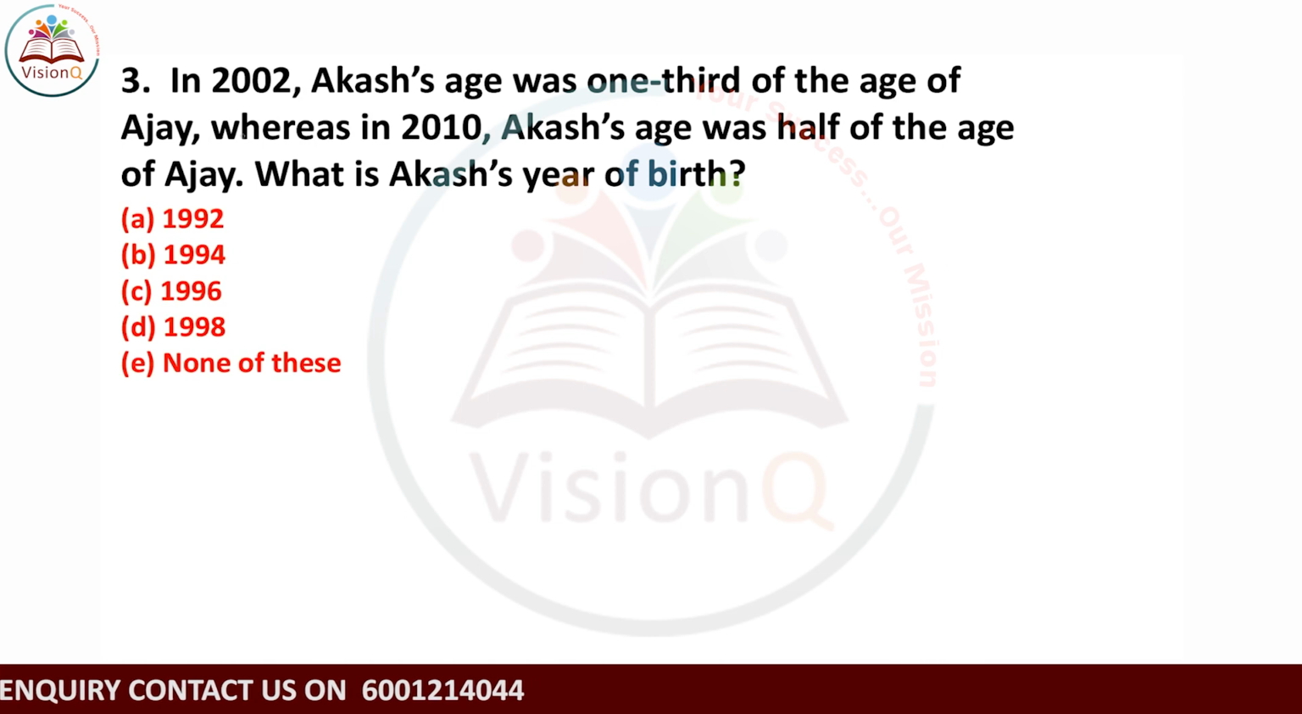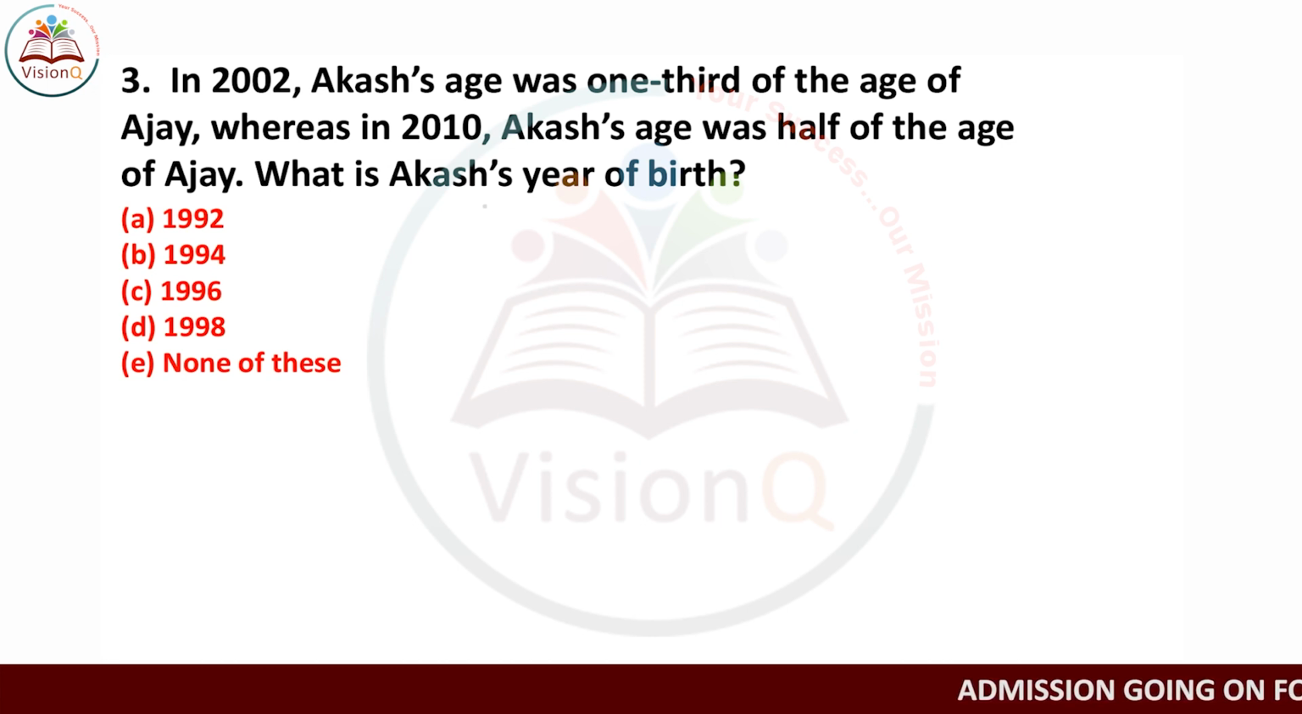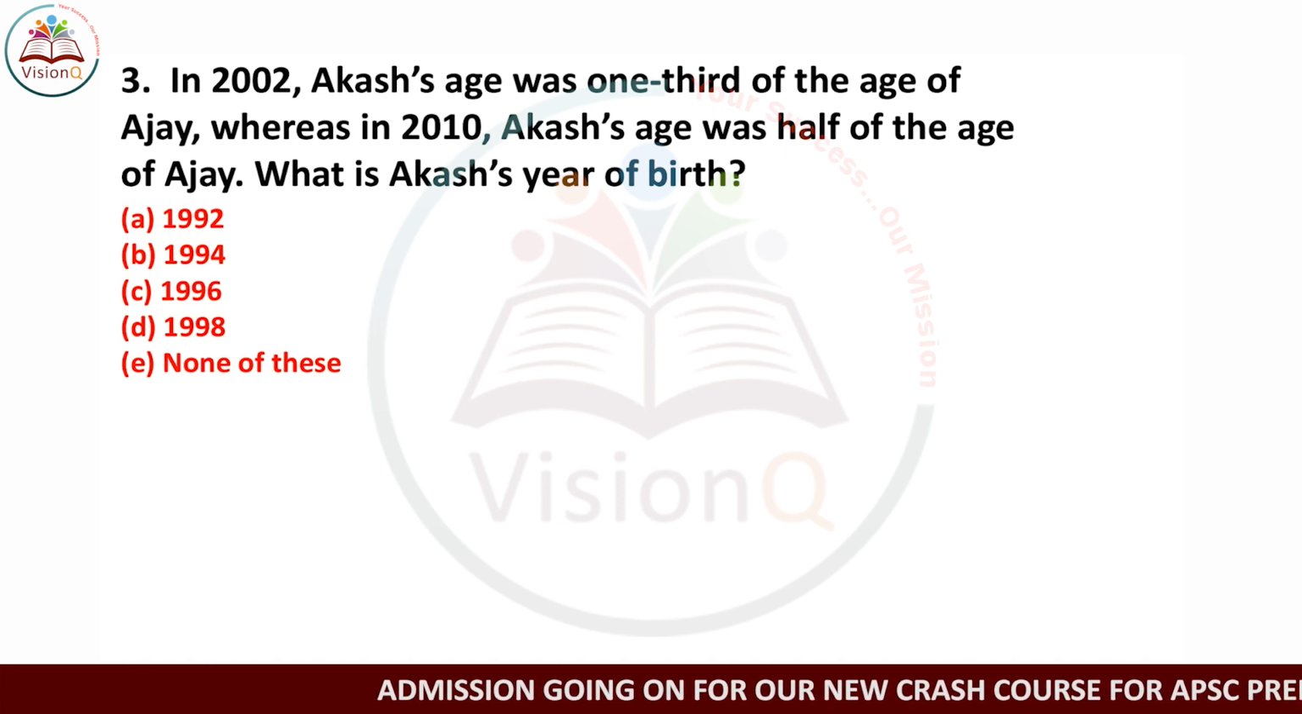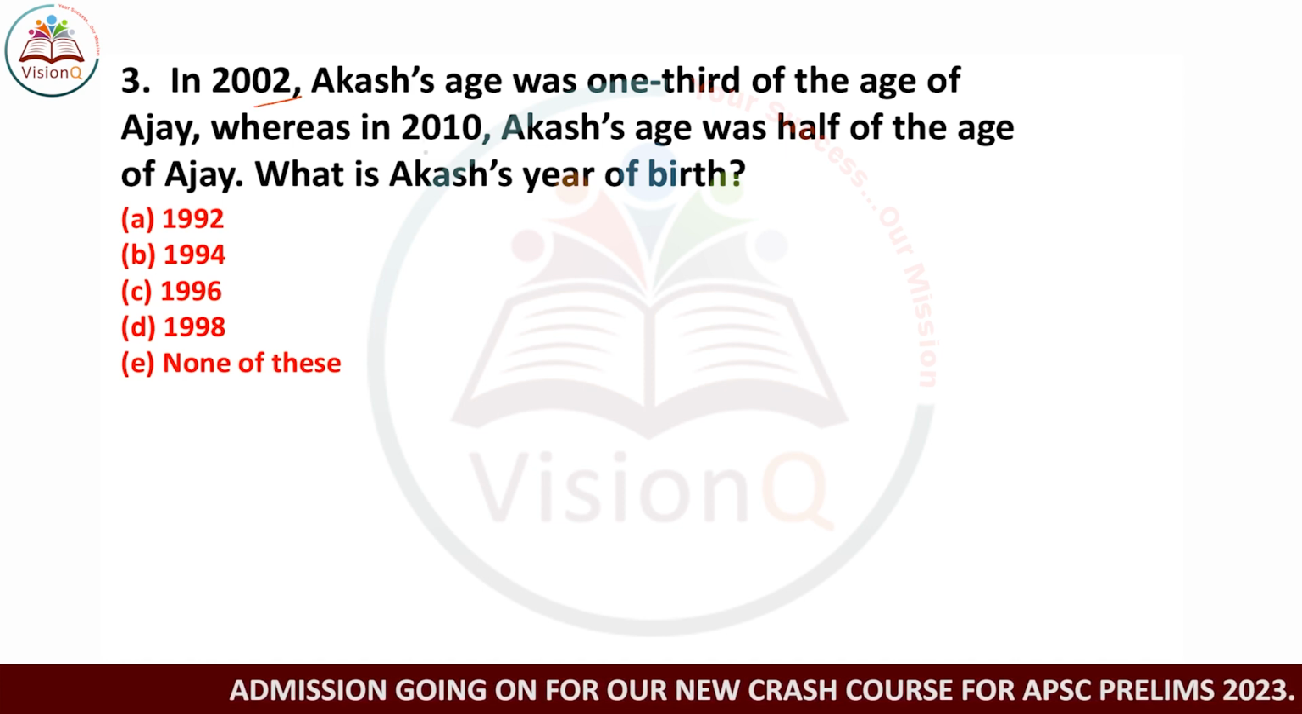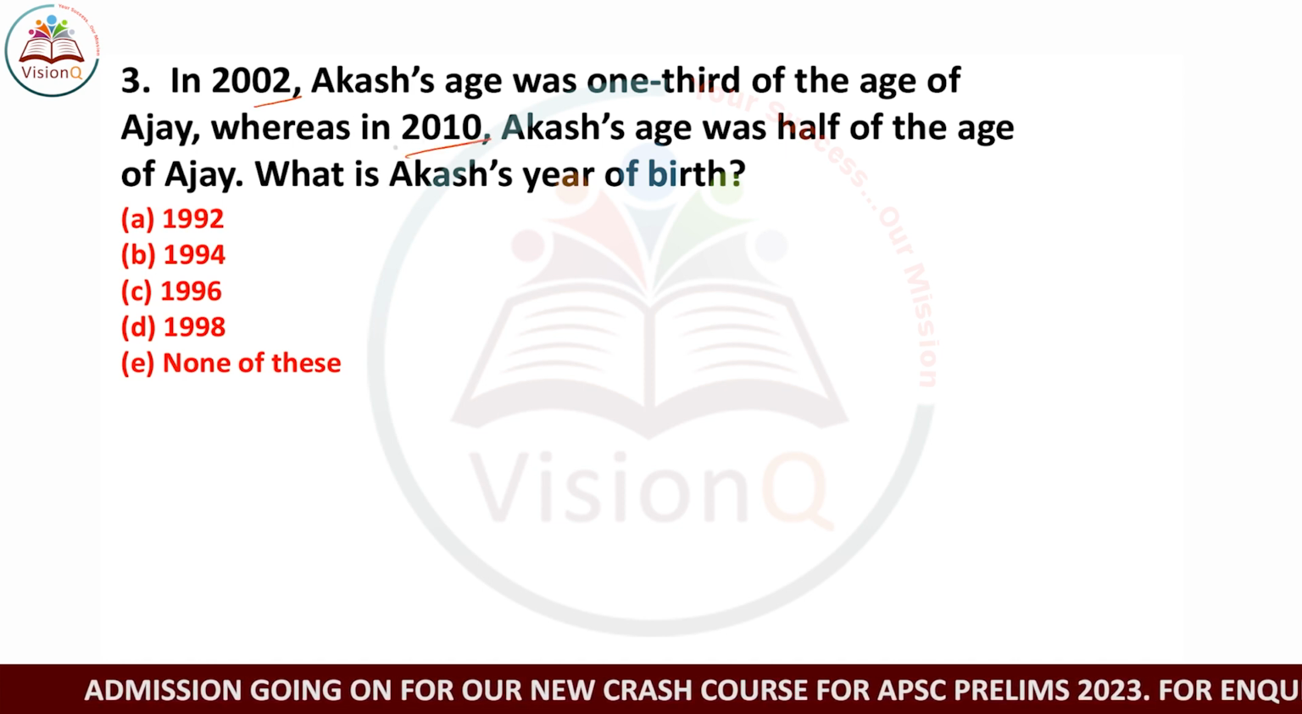So next in front of you is question number 3, or example number 3. It says that in 2002, Akash's age was 1/3 of the age of Ajay, whereas in 2010, Akash's age was half the age of Ajay. So what is Akash's year of birth? Okay, now see this question number 3, it is not mentioned which point of time is which. Which year is the present year, which year is the past year. So in such questions, you can assume any one as the present, any one as the past.